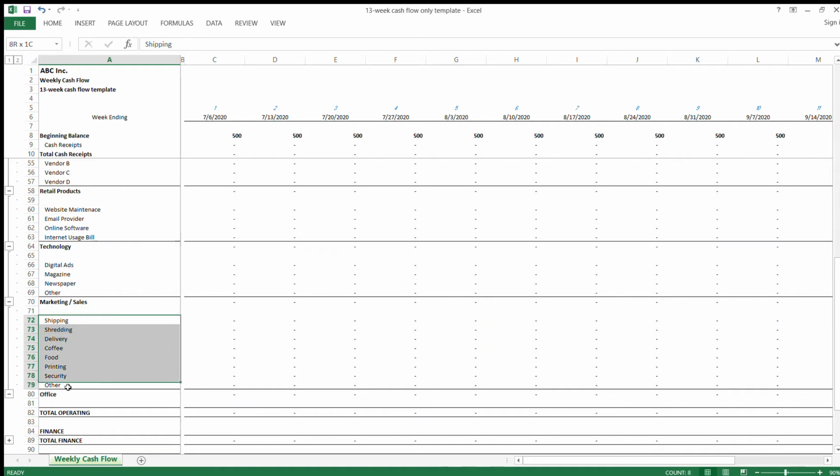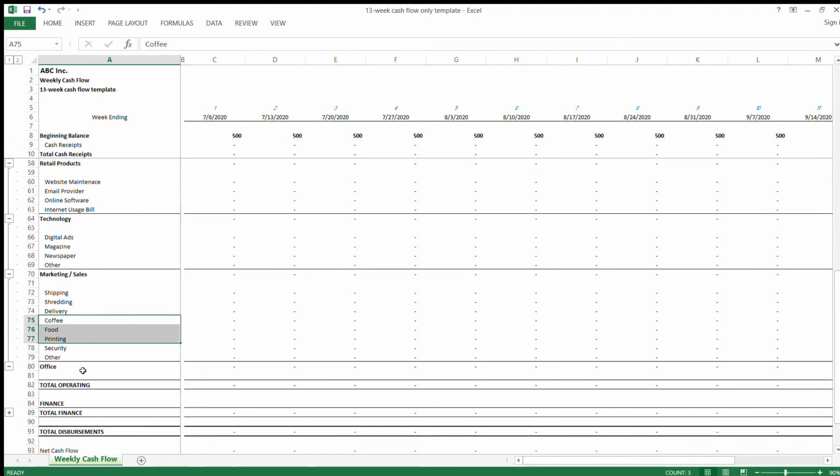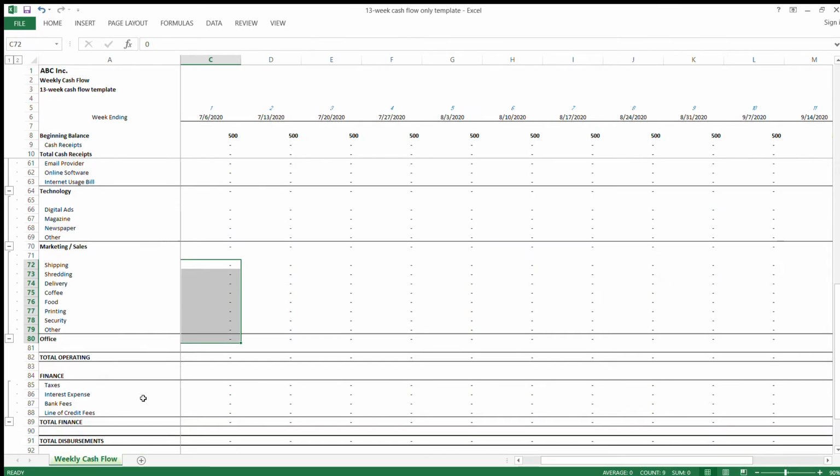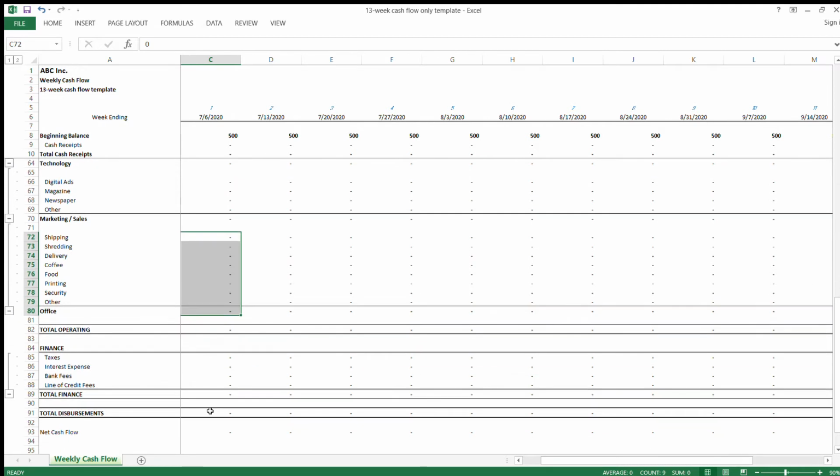And then lastly is the office expenses and disbursements: shipping, shredding, delivery, food, coffee. You may not have as much of these, so a lot of these expenses can be allocated elsewhere. And then finally, we have finance, which includes taxes, interest payments, bank fees. You can also include the SBA or other expenses that may be related to finance, such as investor payments. And then finally, disbursements.